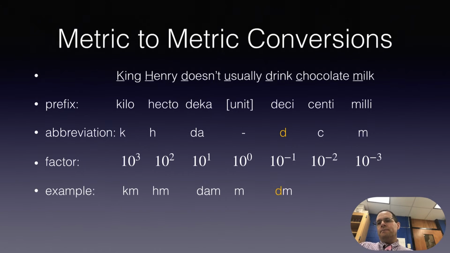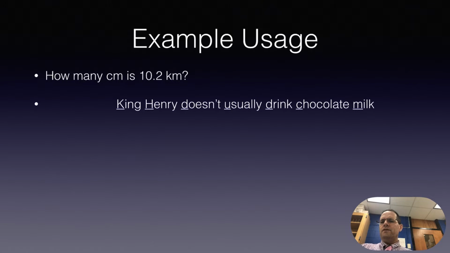Now for smaller units, we have decimeter, okay? We have centimeter, which we're familiar with. It's about the thickness of your thumb or so. And a millimeter is a fraction of that. So a decimeter is 1/10th of a meter. A centimeter is 1/100th of a meter, and a millimeter is 1/1,000th of a meter. And so it's really easy to remember all of these things if you just remember King Henry doesn't usually drink chocolate milk.